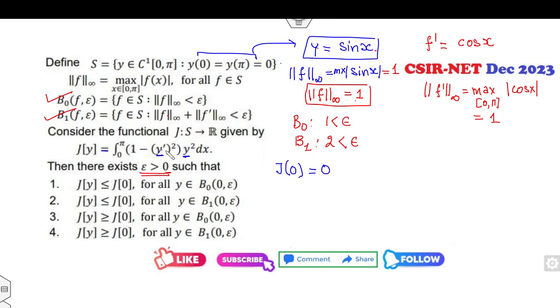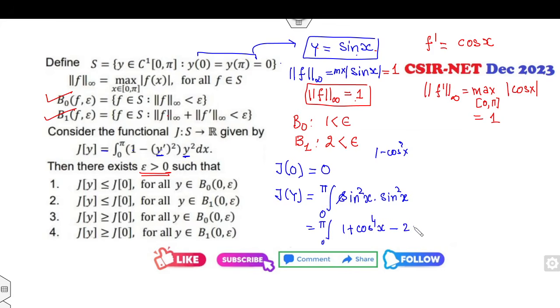J of y is my this case. On this case, integral from 0 to pi, 1 minus derivative, 1 minus cos square. 1 minus cos square will be my sine square into y square, that is sine square. Fine. So how can you integrate them? I can write the 1 minus cos square and open them. It's 1 plus cos 4x minus 2 cos square x.